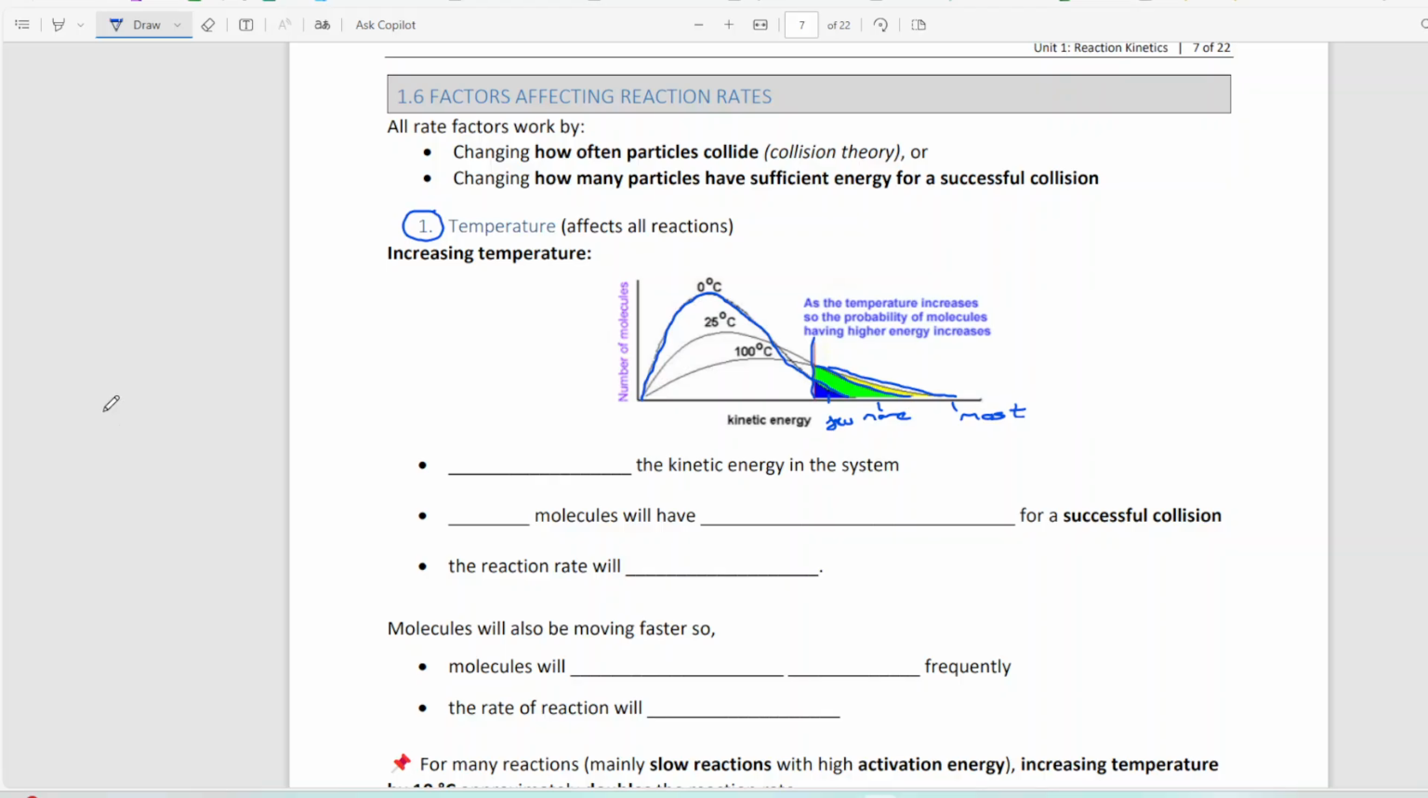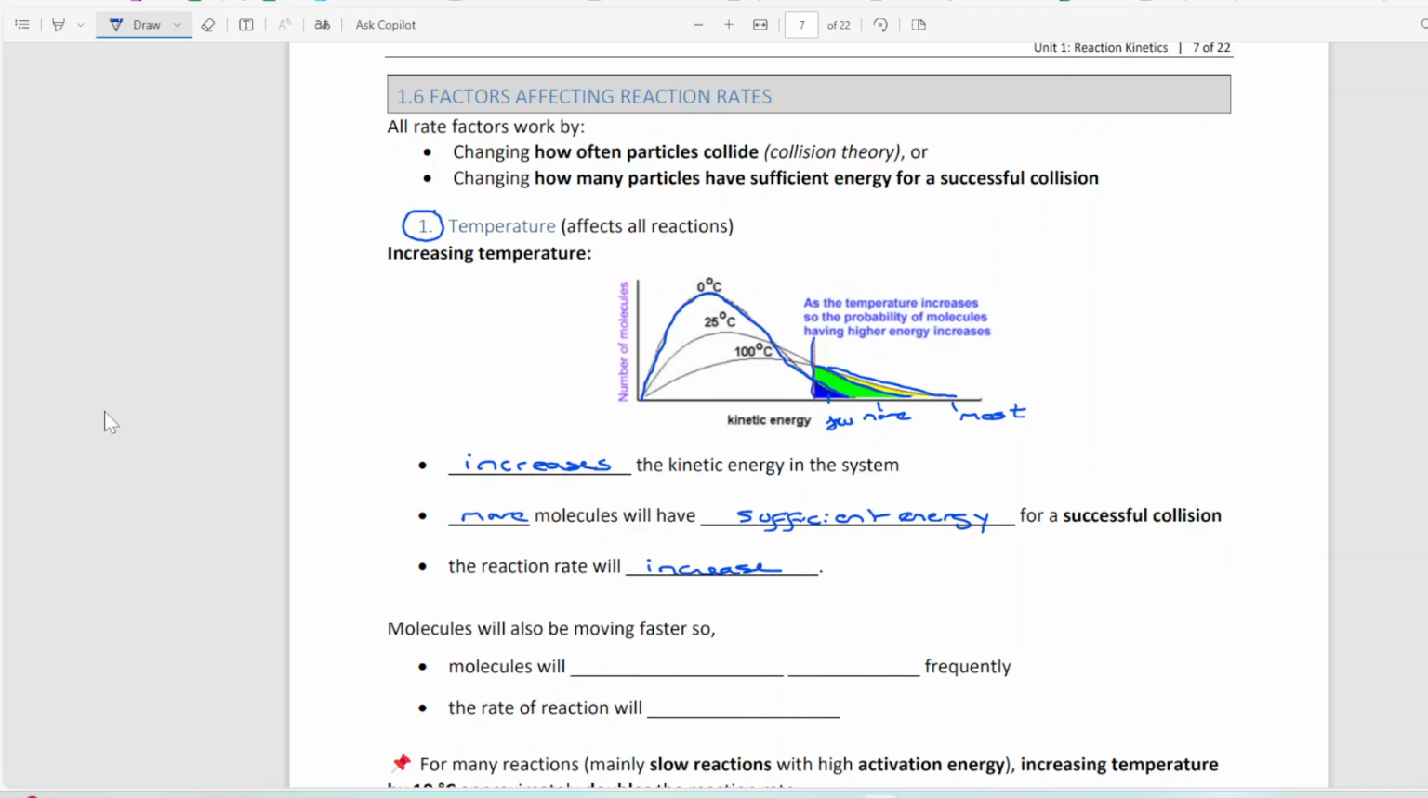So what does increasing temperature do? Increasing temperature increases the kinetic energy in the system. It excites the molecules, which means more molecules will have sufficient energy for a successful collision, and therefore the reaction rate will increase. Awesome. So that is changing how many particles have sufficient energy for a successful collision.